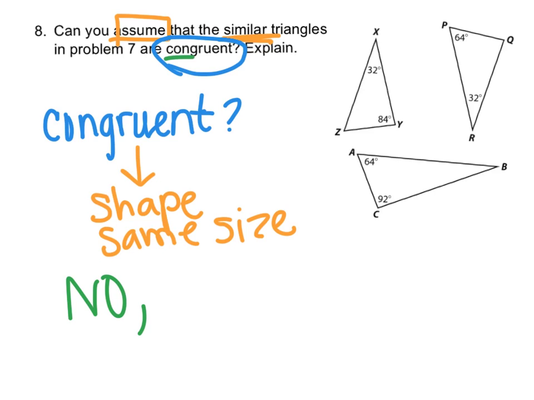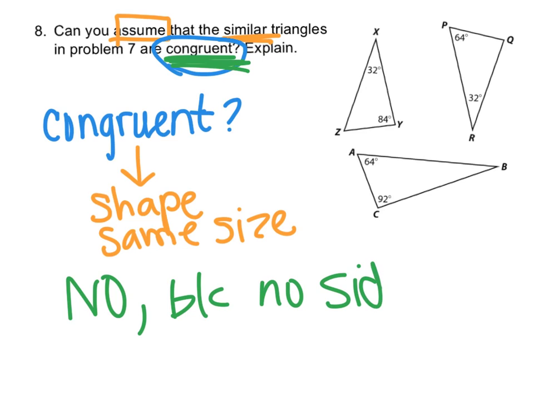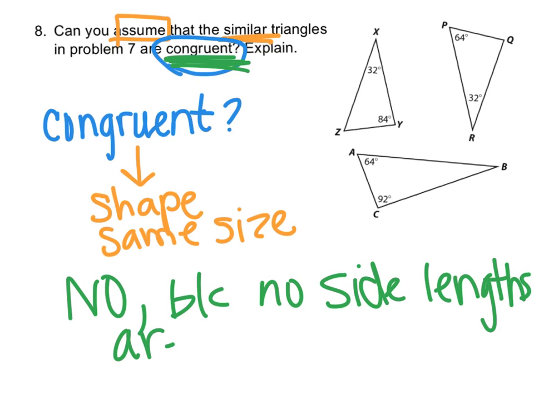that they are congruent because no side lengths are given. If they did give me the side lengths and they were all the same measurement, then I could go ahead and say they are exactly the same size. All I know is that the angles are the same, but the side lengths don't have to be the same.